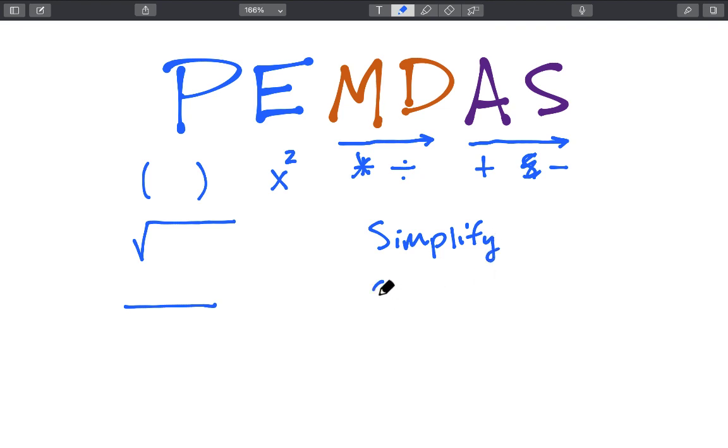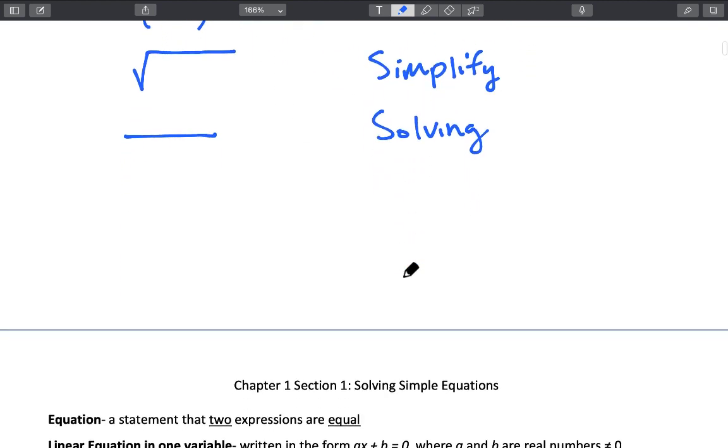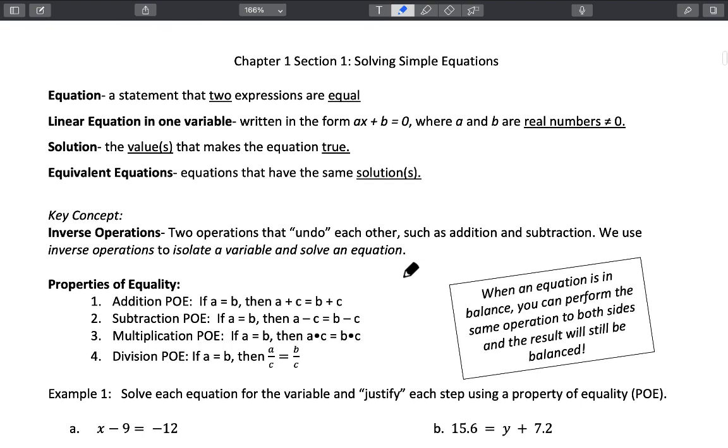Today's chapter is going to focus on solving, and when we solve mathematical equations for a particular variable, we want to isolate that variable using inverse operations. Now, when we use inverse operations, we move in the inverse order of PEMDAS. So we will undo addition and subtraction, then undo multiplication and division, and then undo exponents and grouping symbols. And that's where we're going to start our chapter 1, section 1 notes.